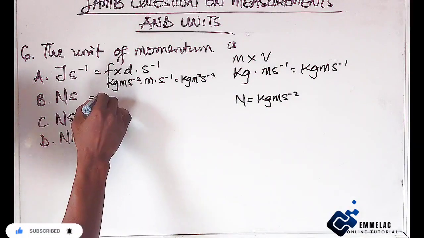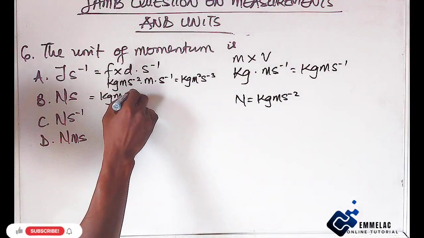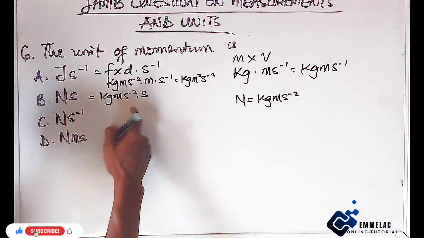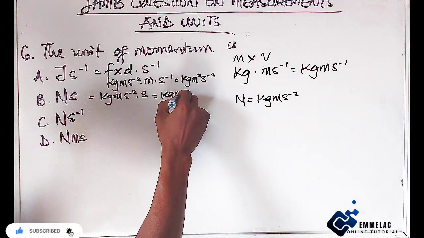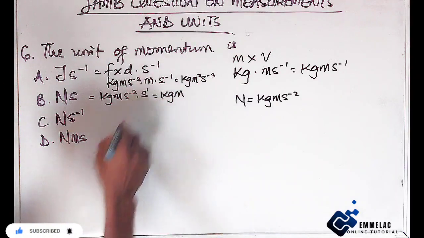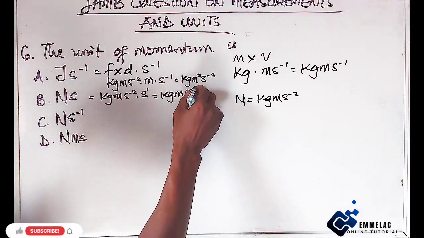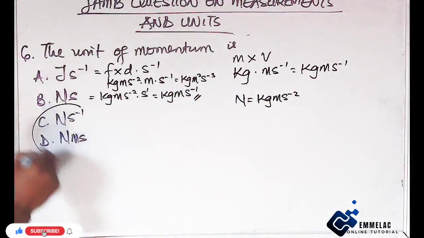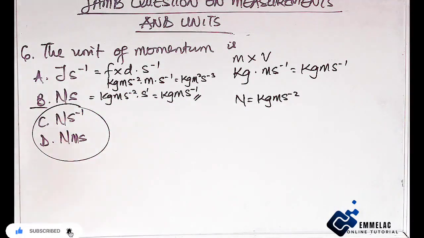So for the Newton here, we have kilogram meter per second square times second. So this will give us kilogram meter. Now taking that this is 1, minus 2 plus 1 will give us what? Minus 1. All right, I guess we've gotten the answer. So there's no need of solving this since we've gotten the answer. So it is B. All right, now let us move to number 7.